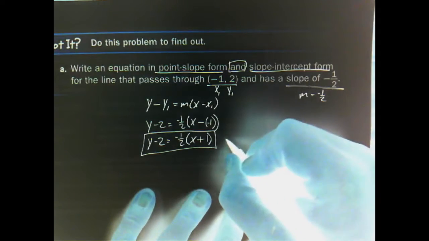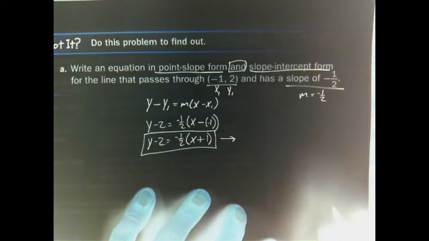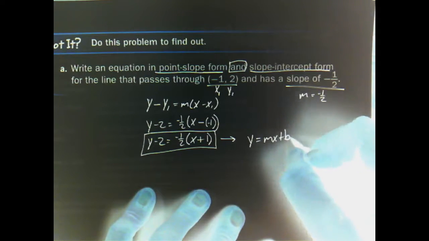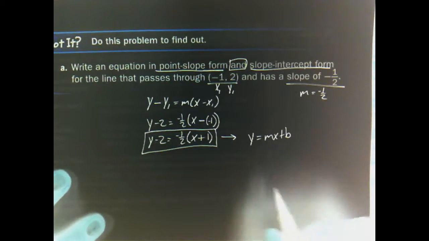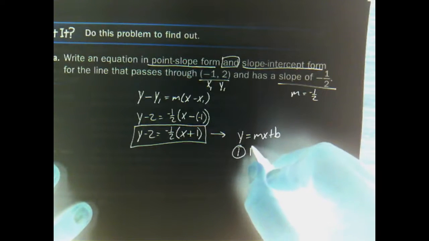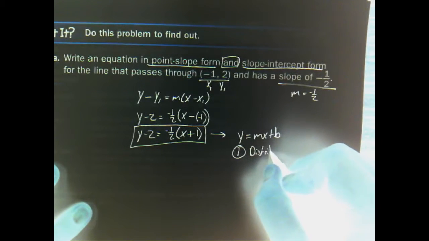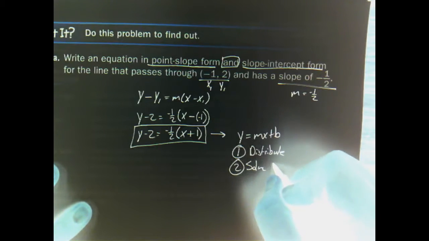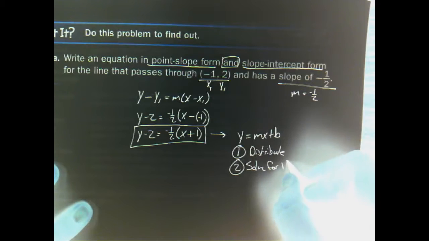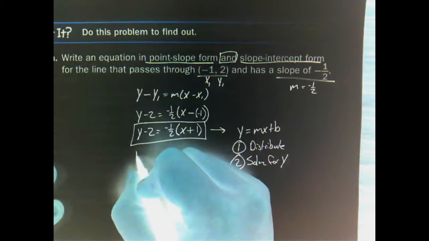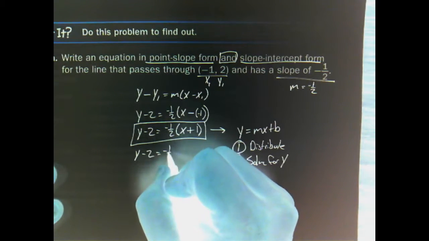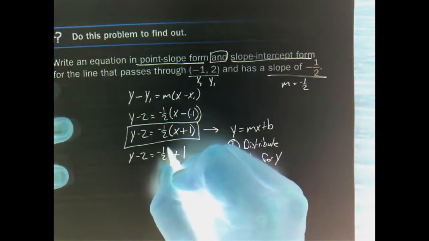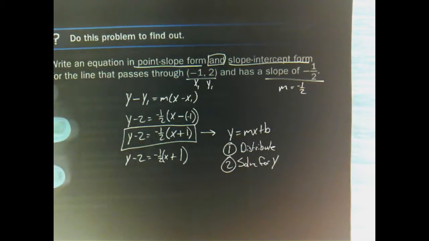Now I need to convert that into slope-intercept form. Slope-intercept form is y equals mx plus b. So that's my goal. That's where I want to end up. Remember my 2 steps: distribute and solve for y. So I'll rewrite it down here. Y minus 2 is equal to -1/2 times x plus 1. Oops, and I need my parentheses here, otherwise I'm not going to be able to distribute.